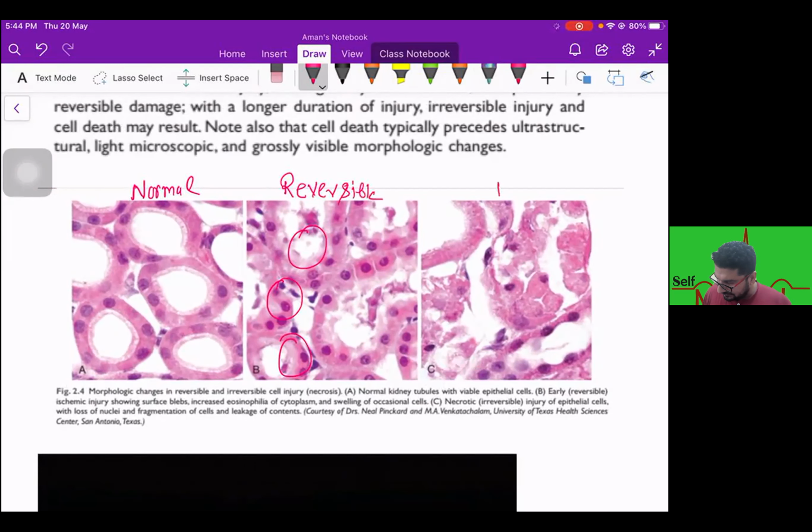And ultimately, you will notice here a fragmentation of the nucleus. You will also notice there will be leakage of cell content. So this is your necrosis injury. Necrosis is considered irreversible.